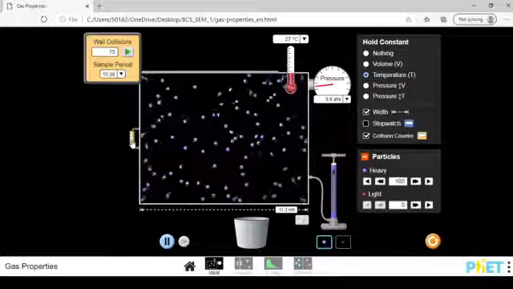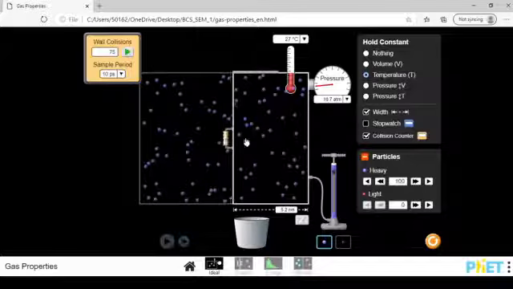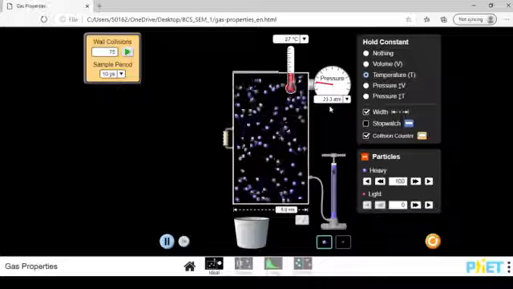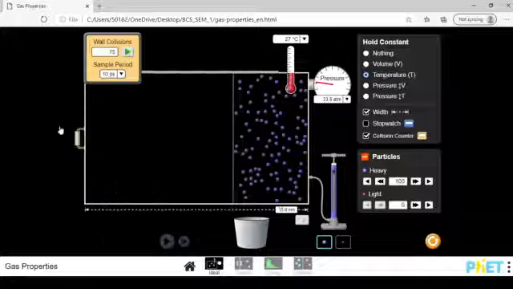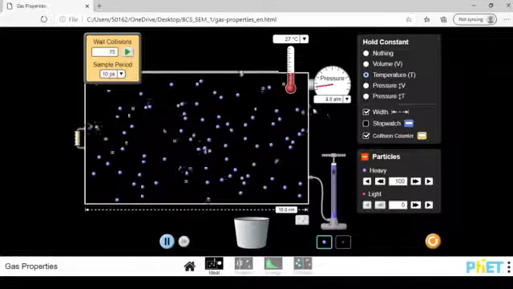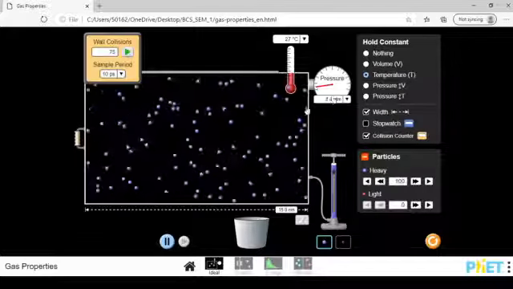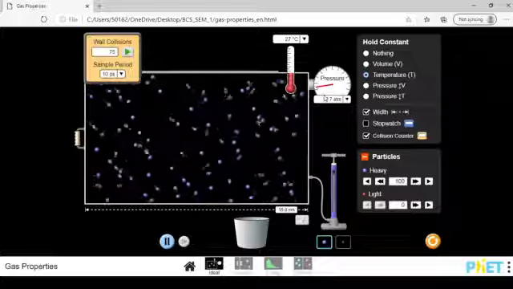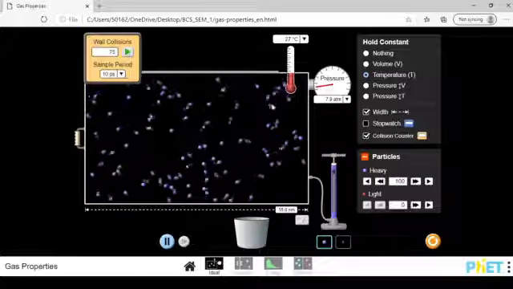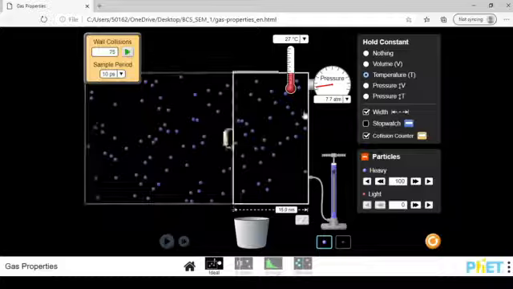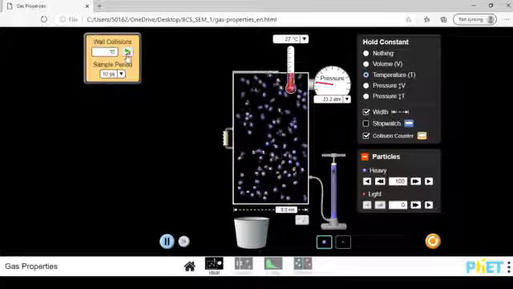So if I decrease my container size, remember that the pressure has increased. If I increase my volume size, then the pressure is decreased. So when pressure goes up, volume goes down, and when one goes up, the other does the opposite whenever they change. So here, big volume, small pressure. Small volume, big pressure.